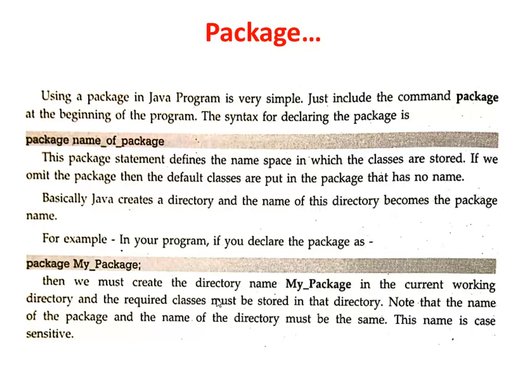Basically, Java creates a directory and the name of this directory becomes the package name. For example, if we have written package my_package, therefore automatically a directory my_package is created in the home folder. Then we must create a directory named my_package in the current working directory, and the required classes must be stored in the directory. Note the name of the package and the name of the directory must be the same. This name is case sensitive.